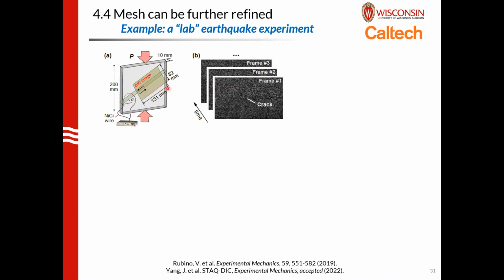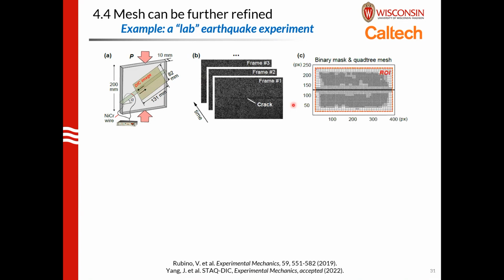So they use 2 million frames per second. You can track those image frames, right? And there's the crack in the center. So you can further refine the adaptive mesh based on all the error estimates.